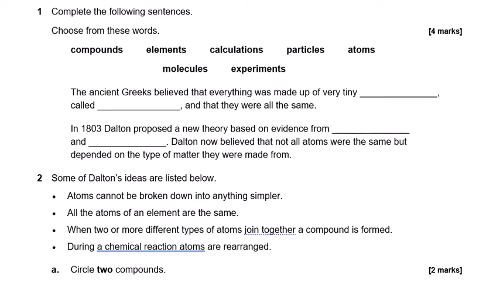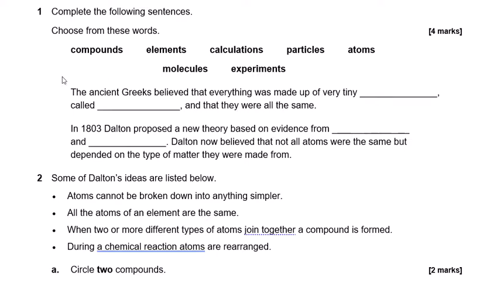This is a video to help you with these questions on Dalton's atomic theory. So let's start off. Okay, so we've got to complete the following sentences, choose from these words. We've got some sentences here, we've got to fill in the gaps. So this first one, the ancient Greeks believed that everything was made up of very tiny something called something, and that they were all the same.